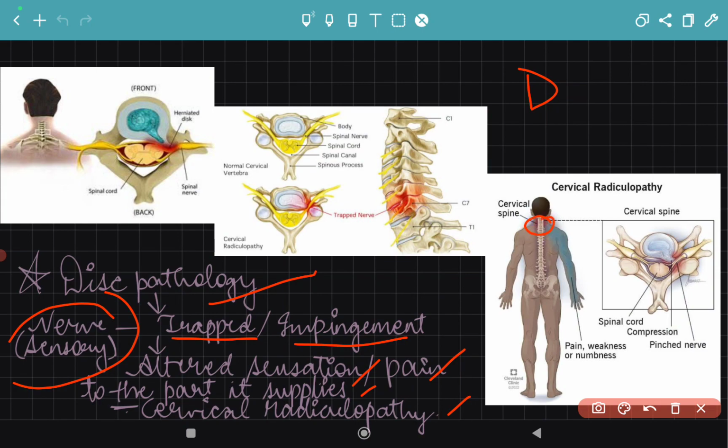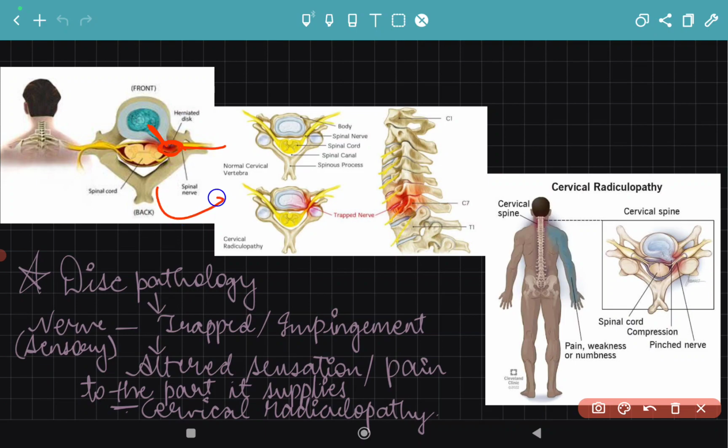In those diagrams, as we can see, the cervical spine is highlighted. Over here, we can see there is a herniated disc. The annulus fibrosus is ruptured, and the central portion, the nucleus pulposus, is impinging this nerve root which is emerging out. Let's associate this diagram with this. Here also we can see the trapped nerve caused by the herniated disc.